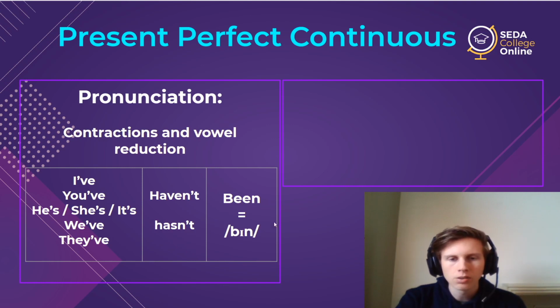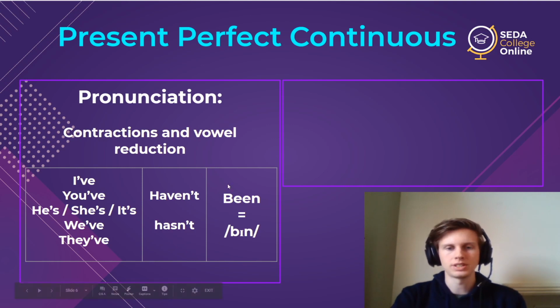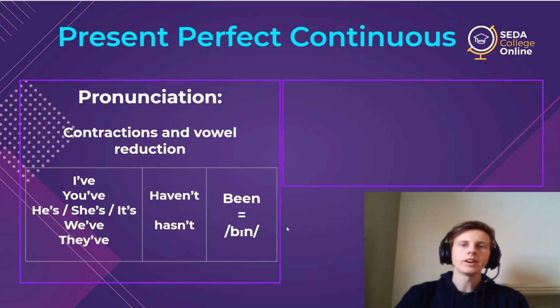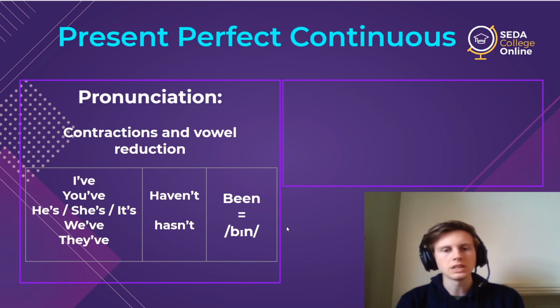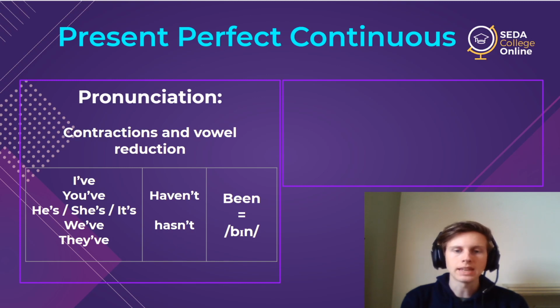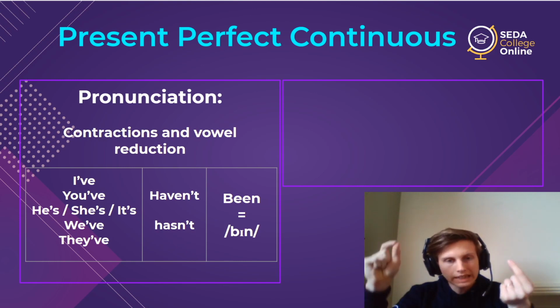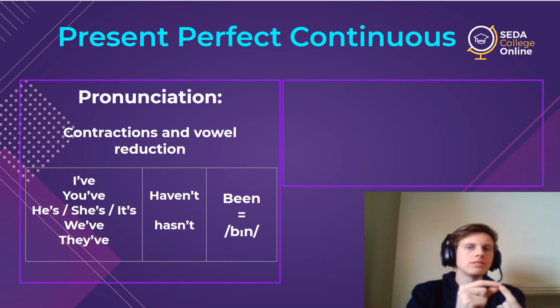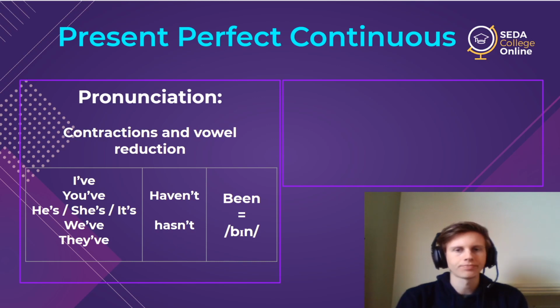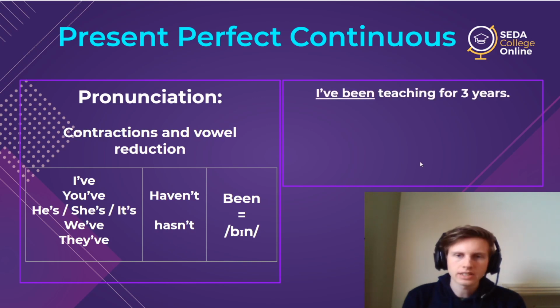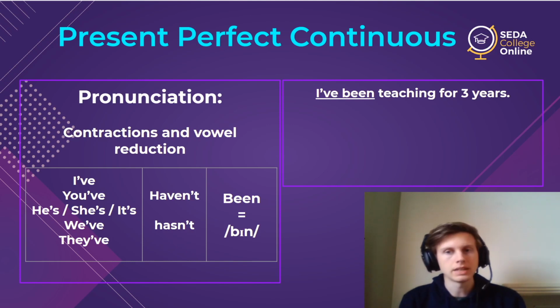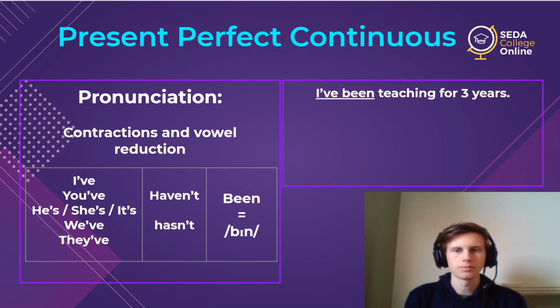But here now we have the vowel reduction. In very fast, very normal English speech, we do not say "been," we say "bin," much shorter, much faster. And we actually connect it to the previous contraction. So here's an example. This sentence I said before, I have been teaching for 3 years.